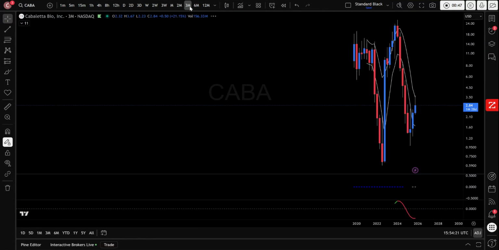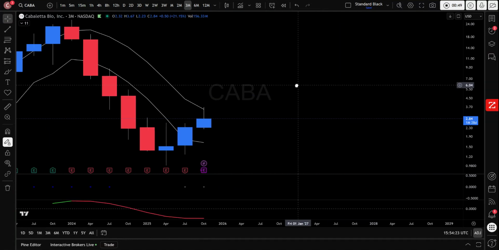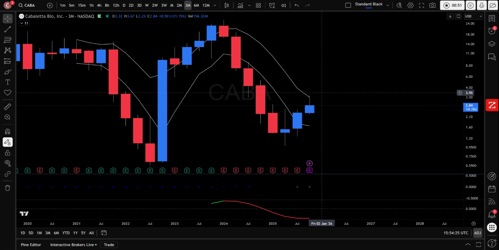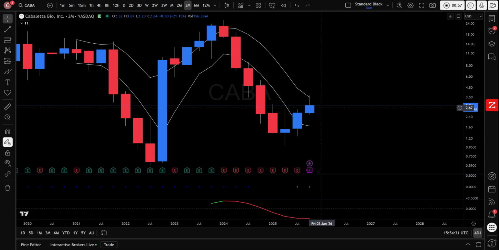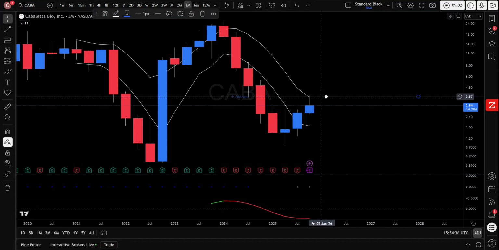Let me show you what I'm looking at for a continuation, though. This is the quarterly chart. We are tagging the quarterly upper band right now. You can see our TRIX is very low, about to turn green, which is good for us. So we're going to mark out the upper quarterly band here.